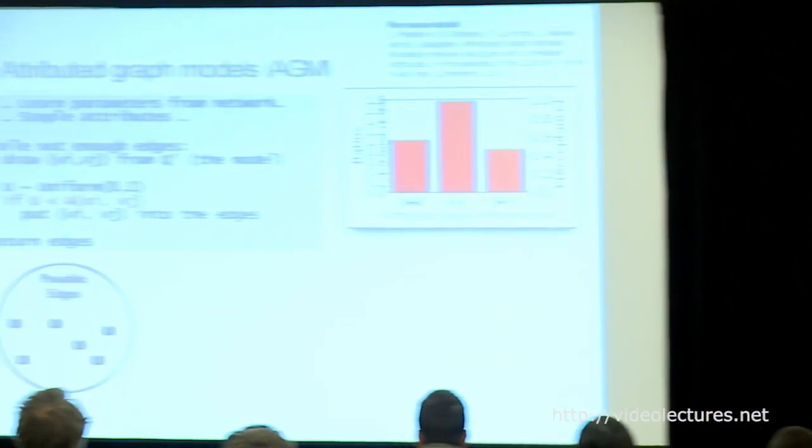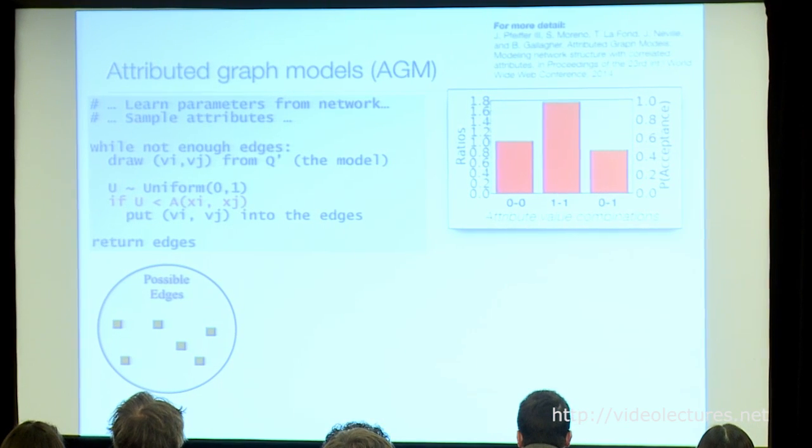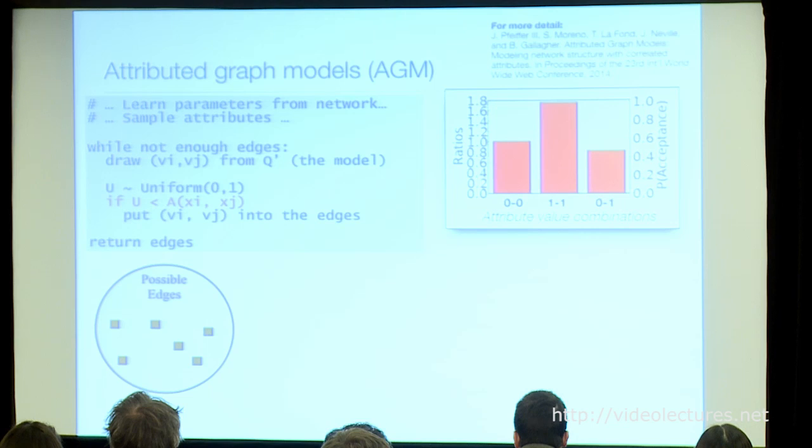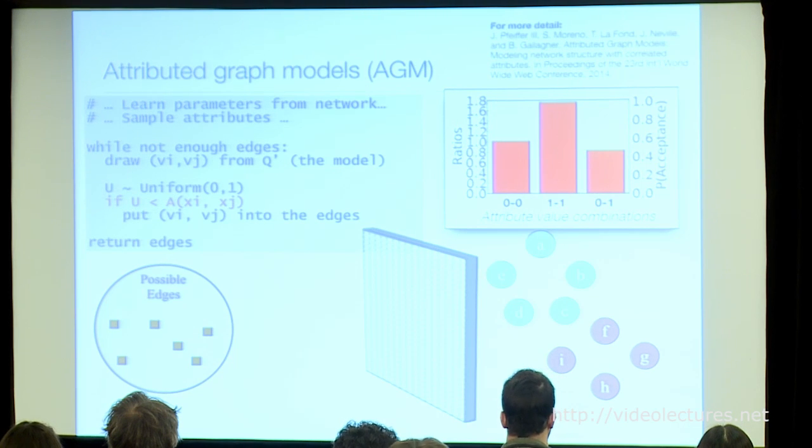So when we put this all together in a framework, we have what's called the attributed graph model, which was published in WWW a couple years back. The method looks like this. We learn the parameters of both the attribute model and the graph model from the data that we have. And then basically you can think of it as a filtered sampling process that uses these accept-reject ratios. My student likes to think of this as a probabilistic filter.